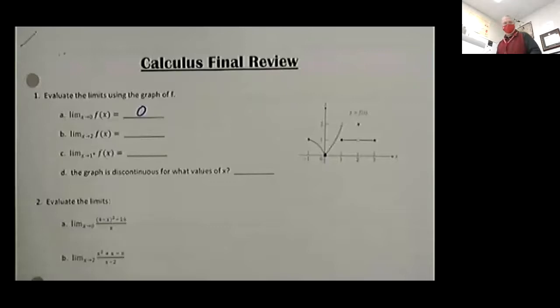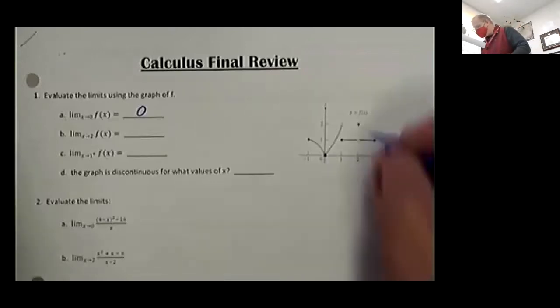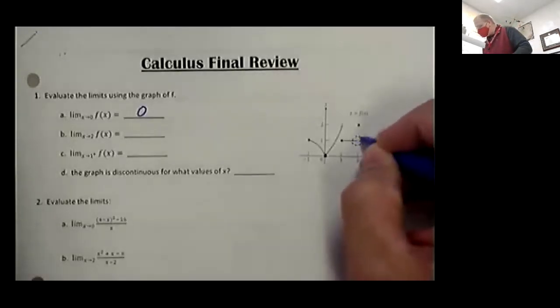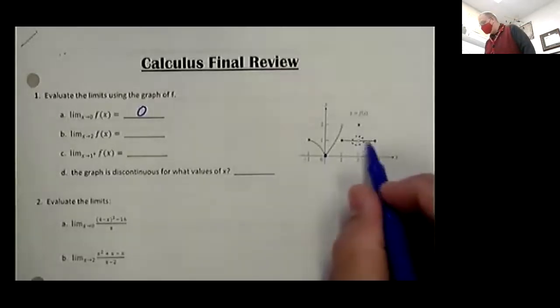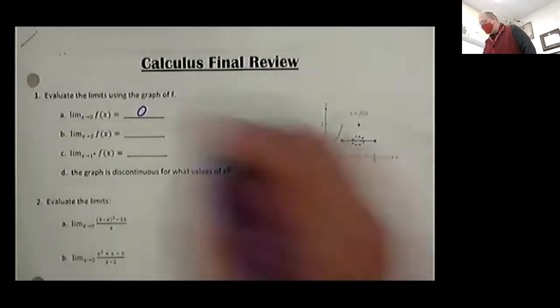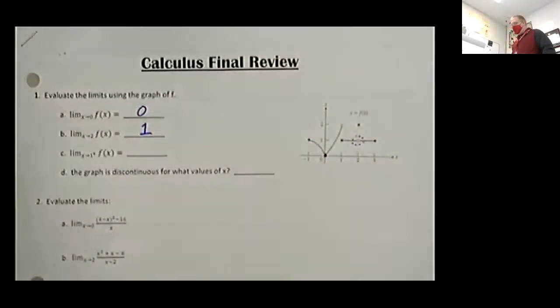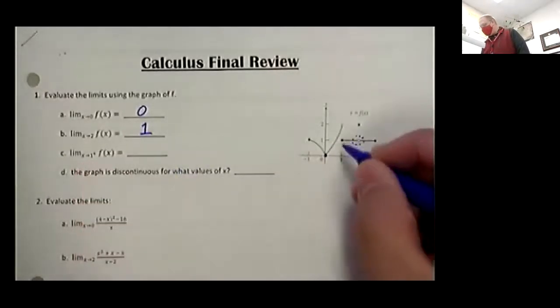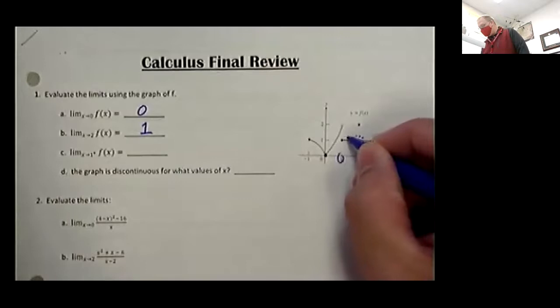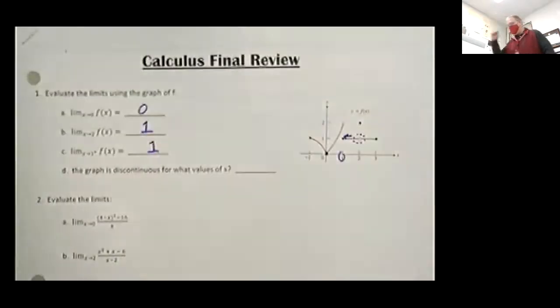Letter B, the limit as x goes to 2. So if we look at 2, we're looking at this place here. Note the function doesn't exist at x equals 2, but that doesn't matter. We want the left-hand side limit and the right-hand side limit to be the same. They are 1. We want to look then at the right-hand limit as x approaches 1 from the right of f of x. So we want 1. So here's our 1 as we go from the right. We're approaching the value of 1.